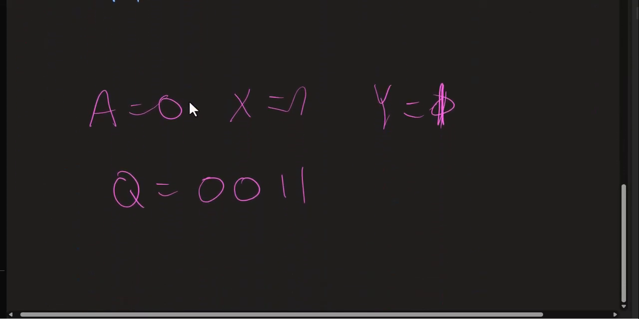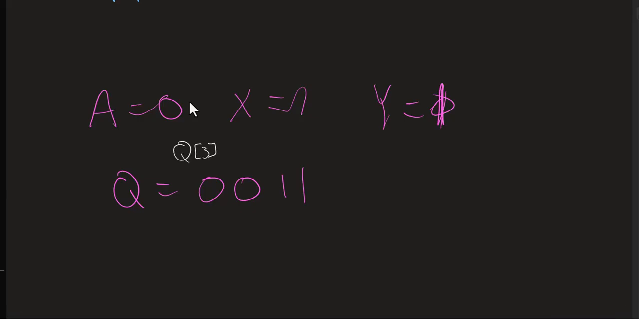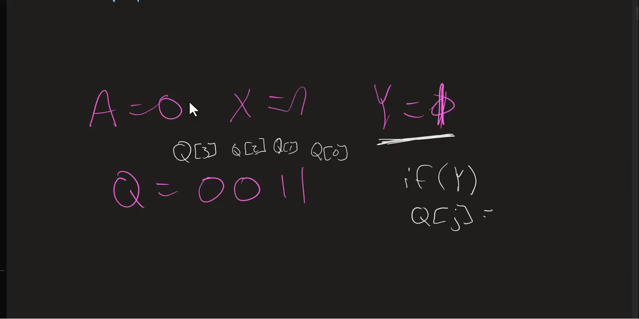Okay, so if it says Q is 0, 0, 1, 1, that means that Q of 3 is 0, Q of 2 is 0, Q of 1 is 1, and Q of 0 is 0. Now, it's telling us that Y equals 1. And since Y always equals 1, we only have to worry about the part in the for block that said if Y. And the part that said if Y said Q of J equals the not of Q of J plus 1.